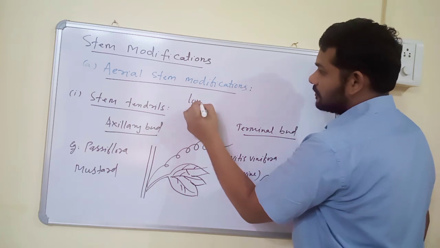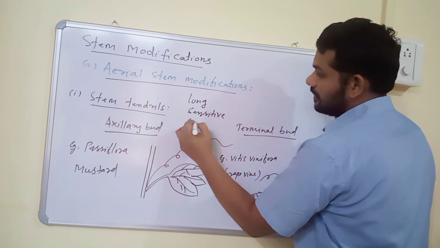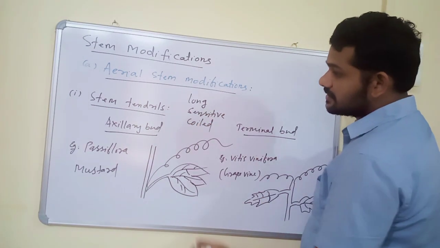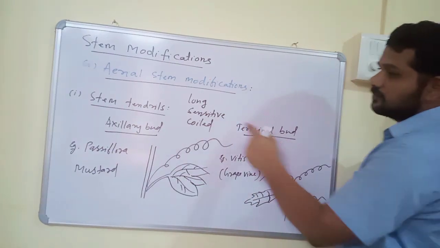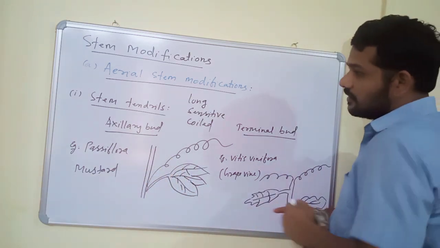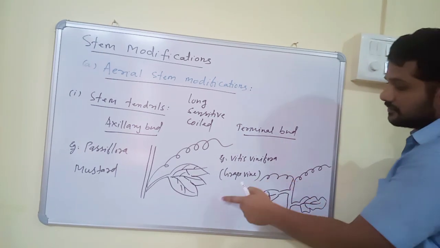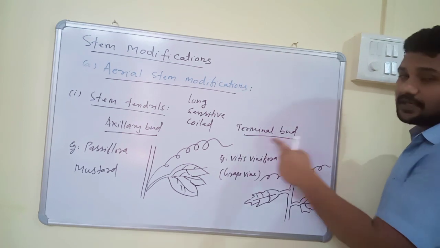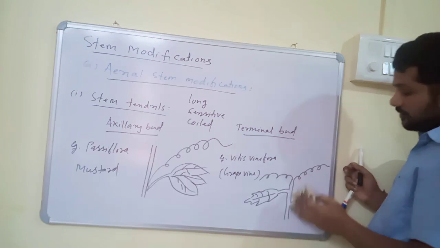So what is a tendril? It is a long, sensitive, coiled structure which provides support. In some cases, either the axillary bud or the terminal bud is modified into a tendril. In the case of Passiflora and mustard, the axillary bud is modified into a tendril. In the case of Vitis vinifera or some gourds, the terminal bud is modified into a tendril. So tendrils give support to weak stems. So this is the first aerial stem modification.